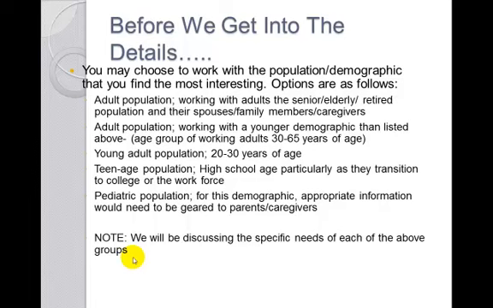So, before we get into the details, you may choose to work with the population or the demographic that you find most interesting, and here are your options. You may choose to work with an adult population. You could work with adults on the older end of the spectrum, maybe 65 or 75 and older. So this demographic would be senior citizens, elderly individuals, retired population, and of course their spouses, family members, or caregivers.